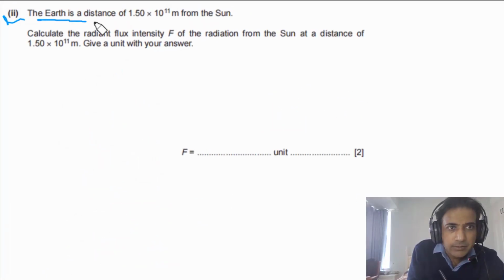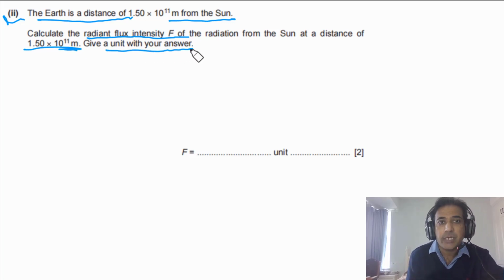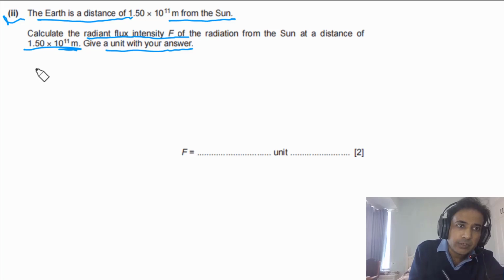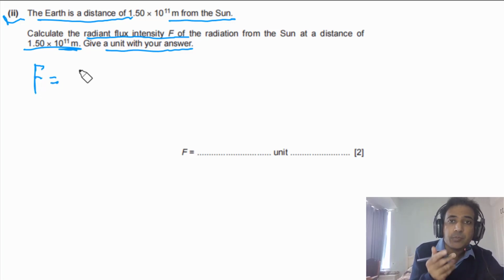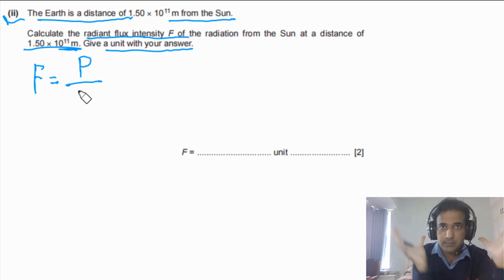The second part says the Earth is a distance of 1.50 times 10 to 11 meters from the Sun. Calculate the radiant flux intensity F of the radiation from the Sun at a distance of 1.50 times 10 to 11 meters. Give a unit with your answer. Simply we need to calculate radiant flux intensity, F, which is equal to power over surface area, the surface area of that sphere.